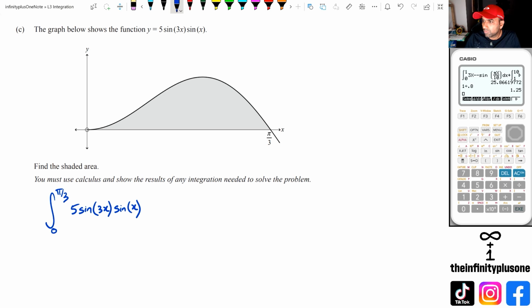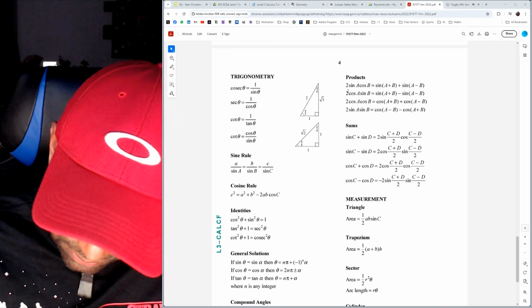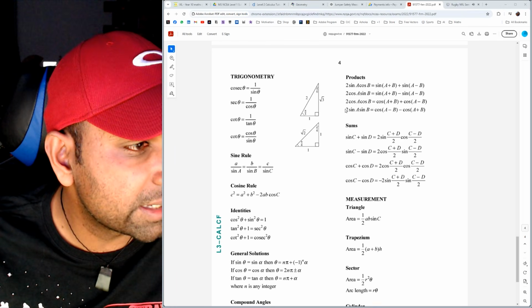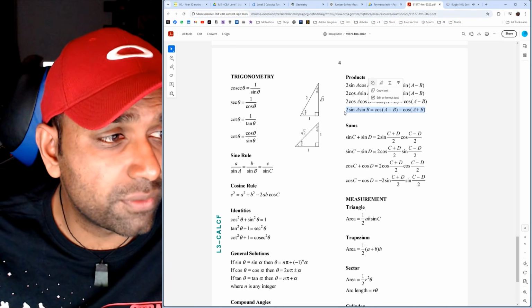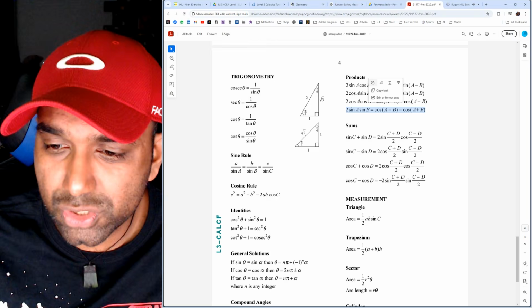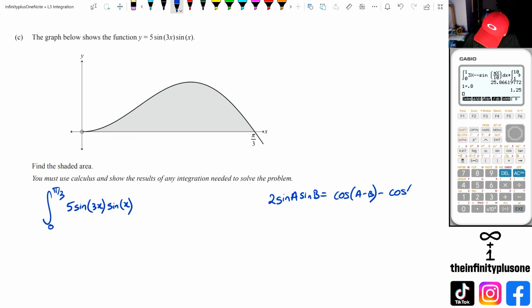All right, so what we're going to do is go into the formula sheet, and we've got sine and sine. So sine and sine is this one here. So we're going to use that one. But because we've got 5 in the front of it, and what we want is 2, actually, let me just copy that down here. So we've got 2 sine A sine B equals cos of A minus B minus cos of A plus B. So this is from the formula sheet.